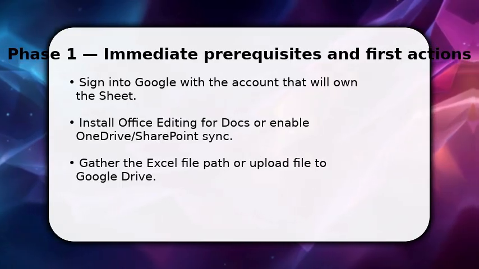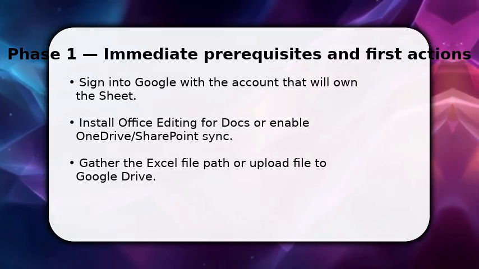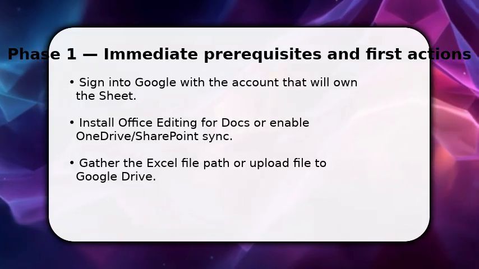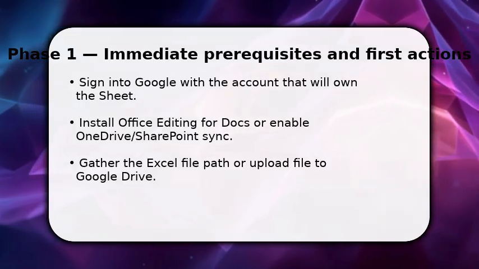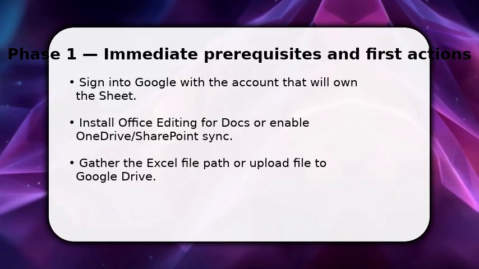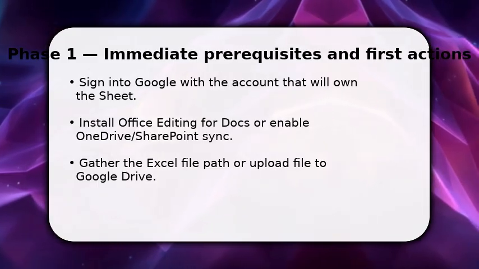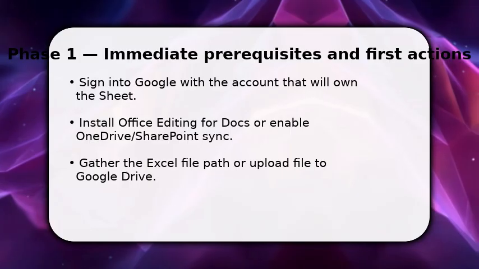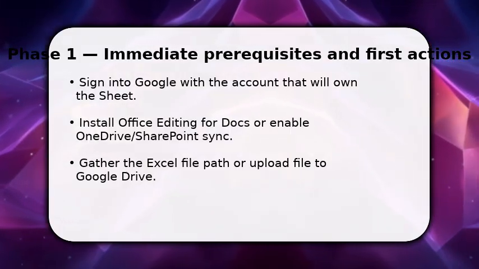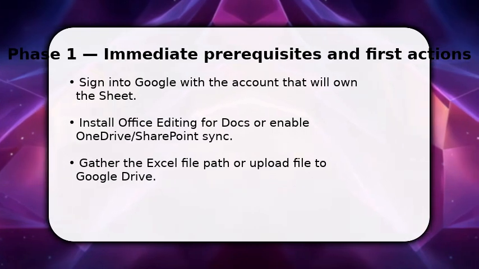You start by putting the Excel file where Google can reach it, upload to Drive, or ensure OneDrive is synced. Once done, sign into the Google account that will own the sheet. Make sure permissions allow editing. Next, enable Office editing for Docs in Chrome or use Drive's Open with Google Sheets option so formatting carries over. This matters because Google needs read access to convert the file and preserve formulas. Now you're ready to open the file in Sheets and begin linking.